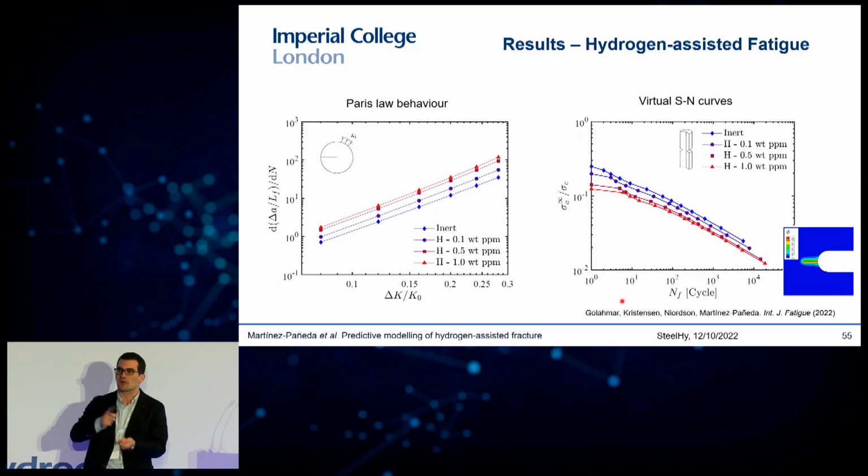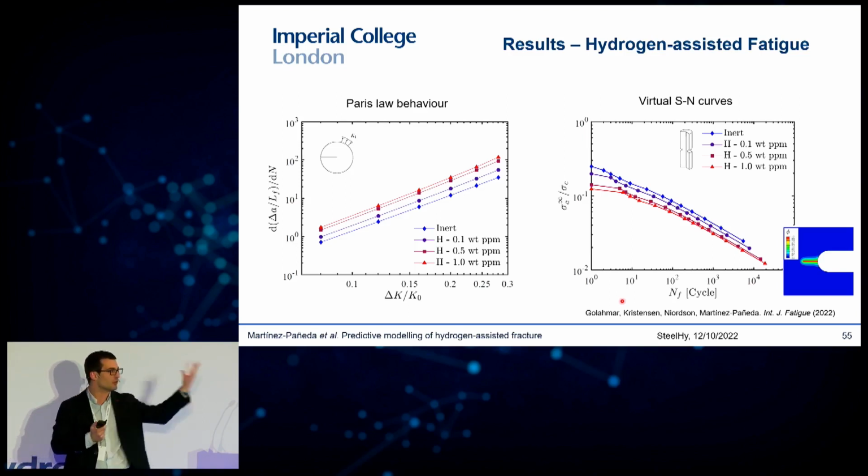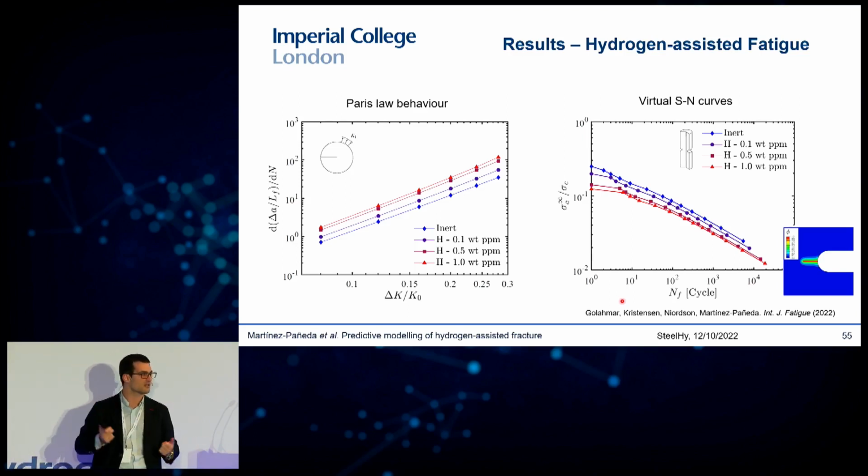So we can obtain the Paris law parameters and the influence of hydrogen on the Paris law parameters. And these are cycle-by-cycle calculations, which means they're a bit time-consuming, but at the same time, they give us much more flexibility. So we can obtain virtual SN curves for arbitrary loading histories, or for example, different geometries. Here you can see an example for a notch geometry.